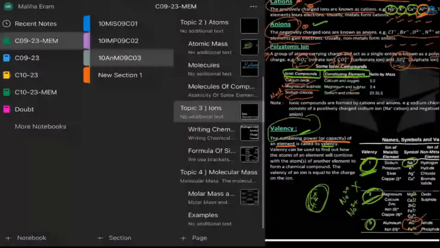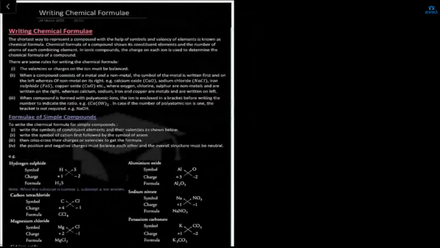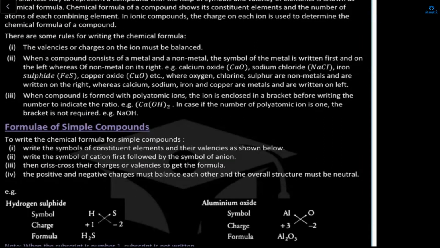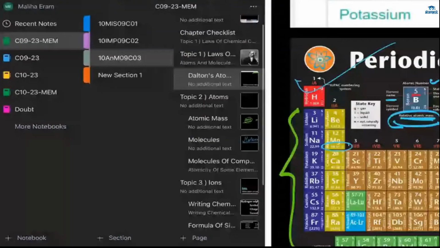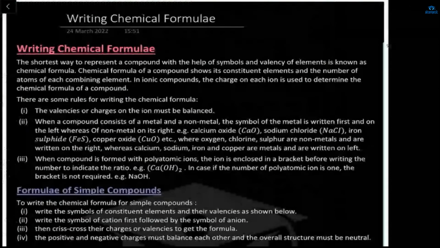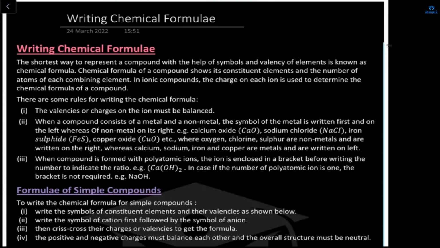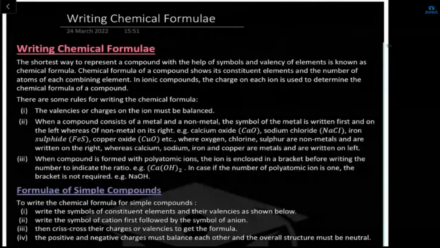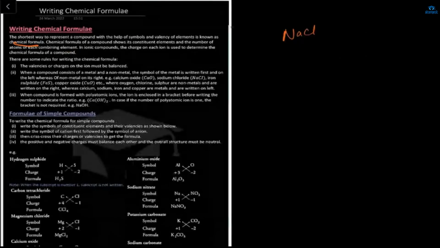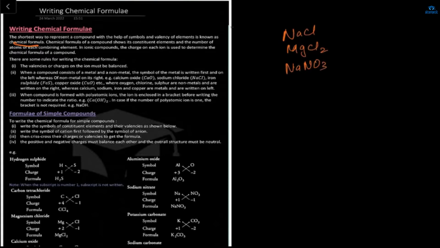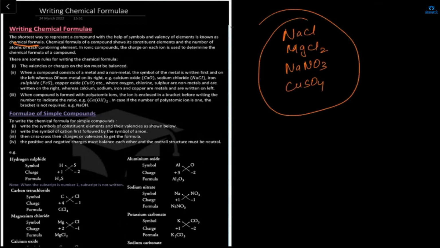Okay. Now next, writing chemical formula. How to write a chemical formula? So first, the shortest way to represent a compound with the help of symbol and valency is called a chemical formula. Like if I'm writing NaCl, or MgCl2, or NaNO3, or let's say CuSO4, these are the chemical formulas, right?